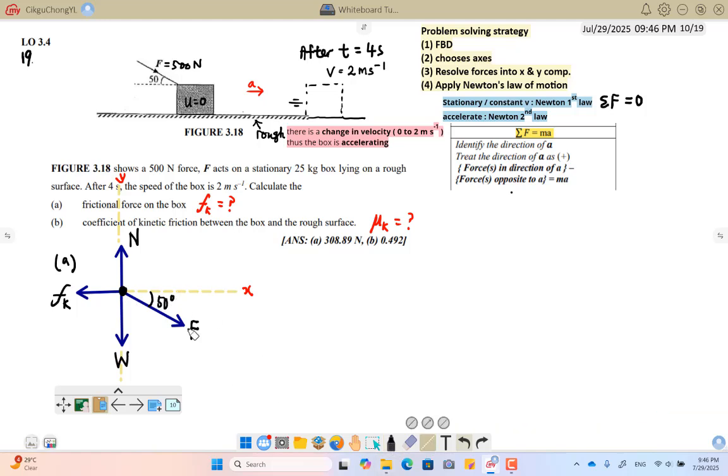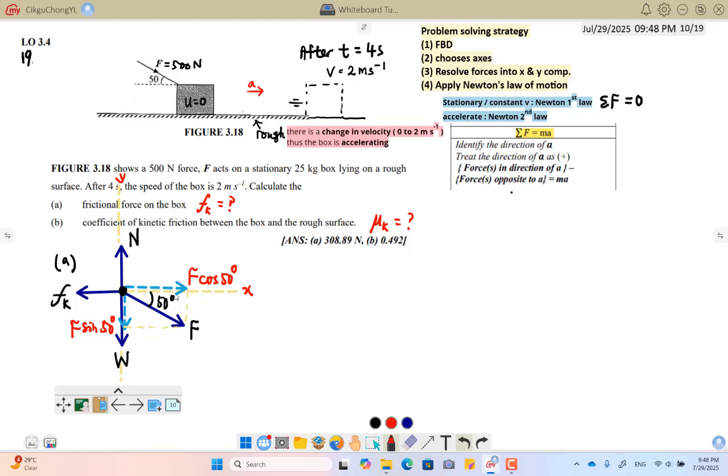So this force, actually, I can break it down into component X and also component Y. The component X for F will be F cos 50 because this component X is adjacent to the angle, and the component Y will be pointing downward, whereby it will be F sine 50. Why do we use sine? Because this component is opposite to the angle.